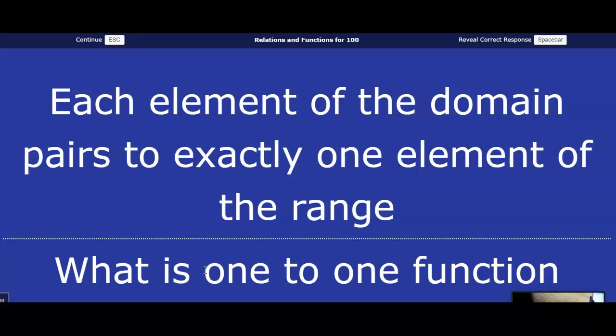What is a function? And this is actually a special one. It's 1-to-1, because it's one element of the range. Awesome. Yes. Are we writing down the answer? Yeah.